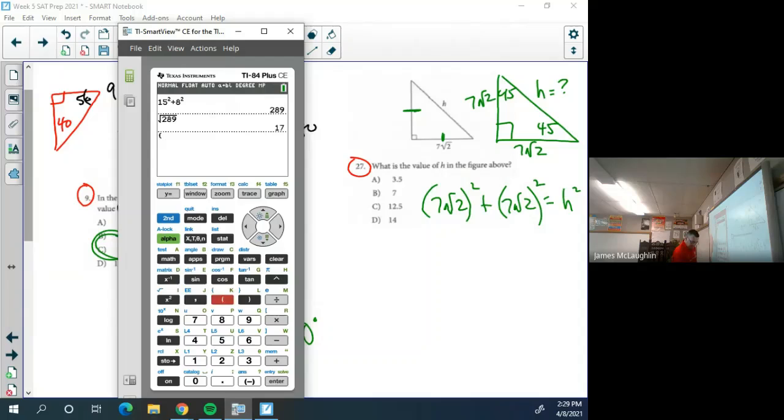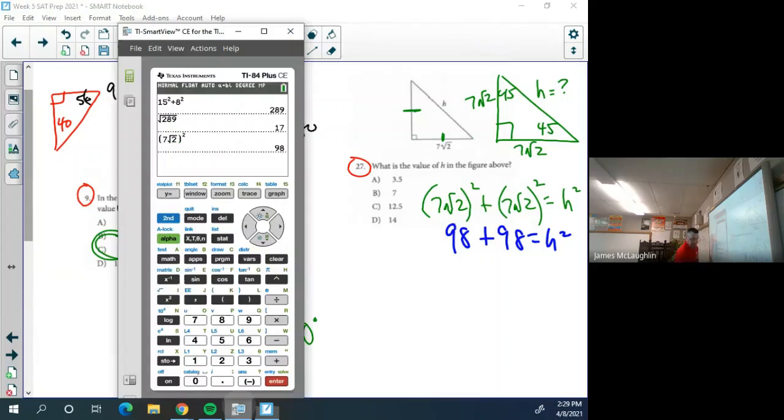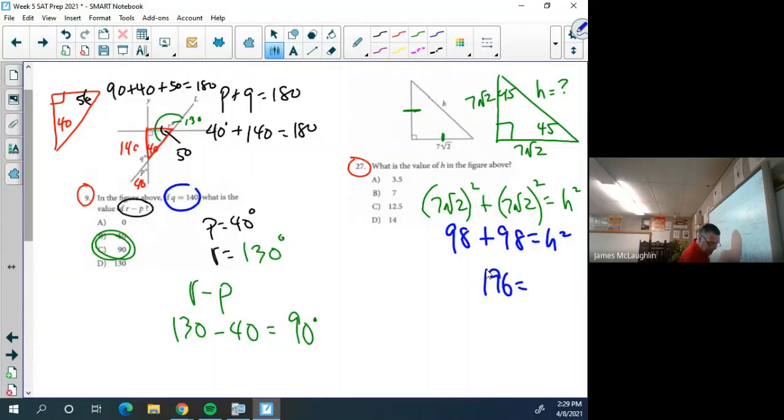So if I take 7 square roots of 2 and I square that quantity, that's going to be 98. So that's 98, that's 98, and that's equal to H squared. 98 plus 98 is equal to 196.